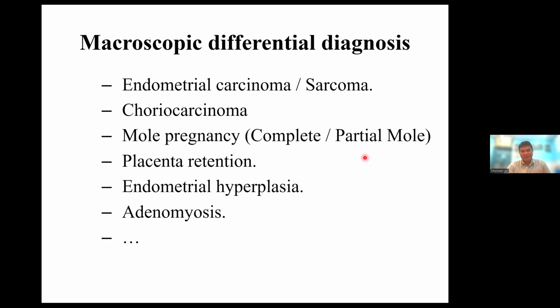For the macro cross-section, the differential diagnosis I think includes endometrioid carcinoma or sarcoma, choriocarcinoma, malignancy, complete or partial mole, placental retention, endometrial hyperplasia, or adenomyosis, etc.